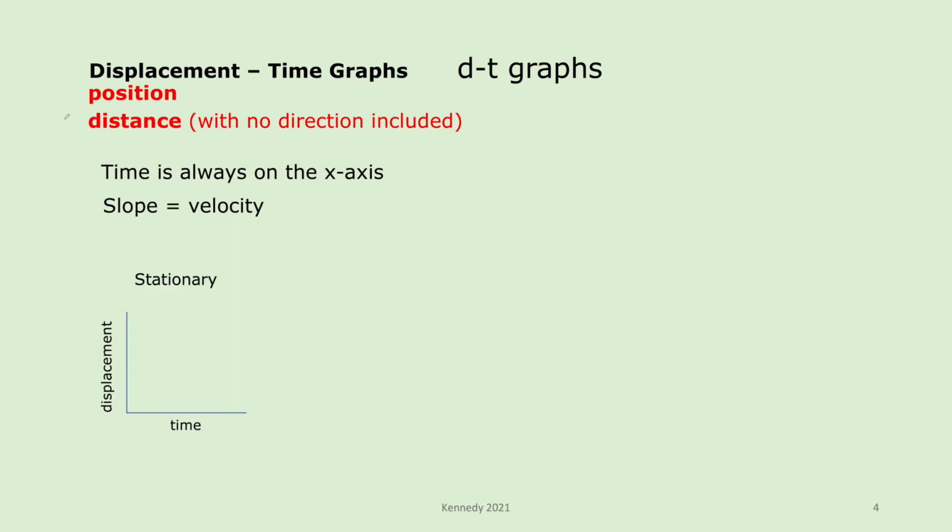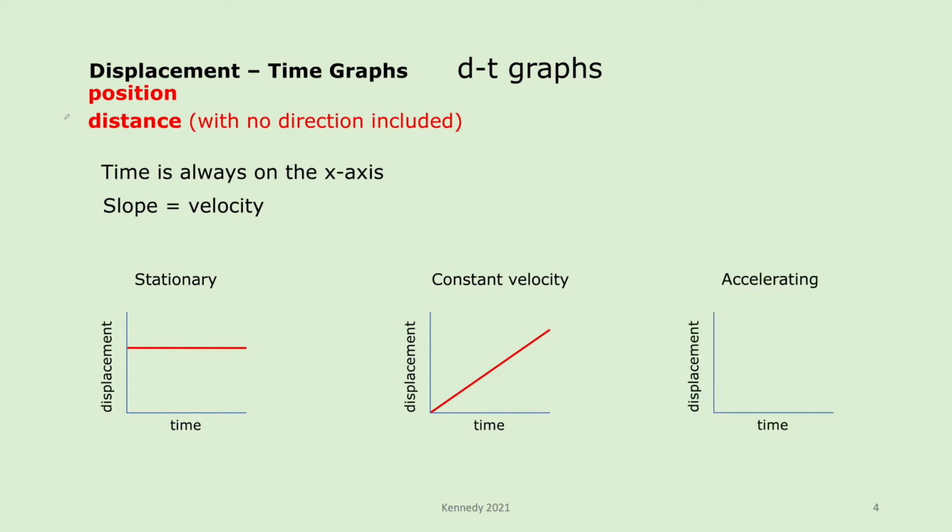So here's a DT graph for a stationary object. Now I'm not going to worry too much about the numbers for this particular lesson, okay? That's another whole thing altogether. The general shape of the graph tells us so much. Here, for example, a horizontal line on a DT graph, the object is stationary. Where if it's moving at constant velocity, you'll see a nice straight diagonal line. If it's accelerating, then you see it curve. An accelerating object will produce a curve on a DT graph.